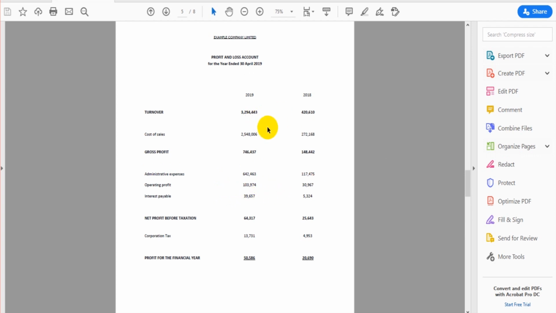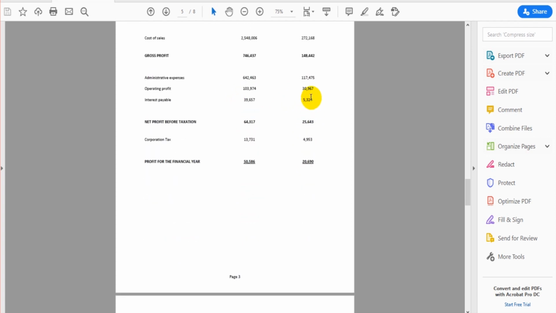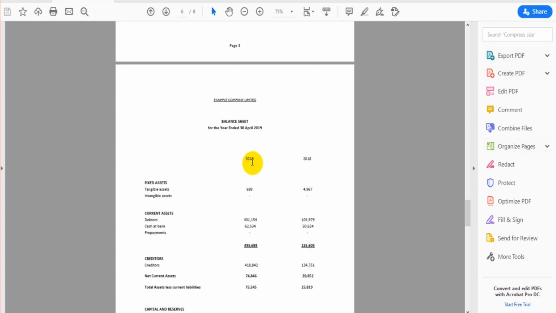Now, you'll see that on a set of annual accounts, you have the year stated. So this is for the year ended 30th of April 2019. So we have the figures for the year stated, and we have figures for the year previous. So we have figures for 30th of April 2019 and also 30th of April 2018. And that's the same with the balance sheet here. We have 2019 and 2018.